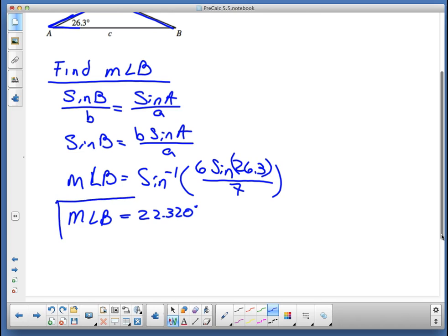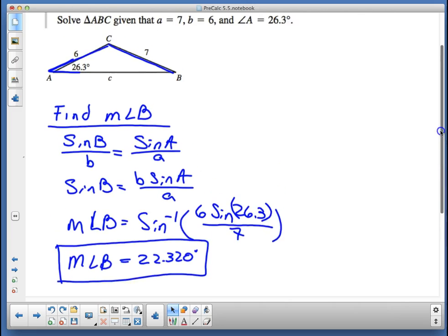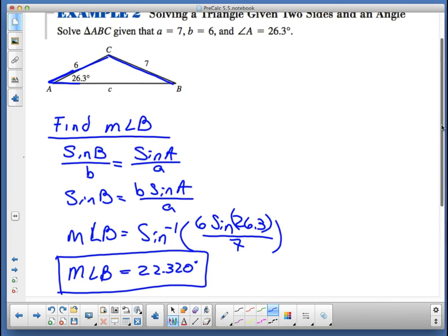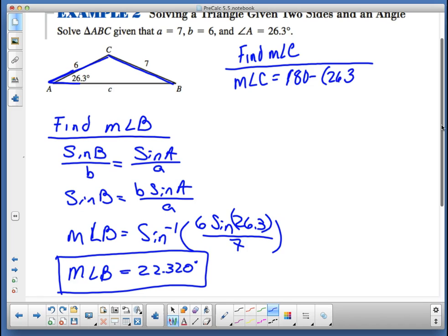Now, after I find my measure of angle B, I'm going to go for C. C will be easier. Because remember, finding the measure of angle C is going to be the difference of the other two angles from 180. So I'm going to take my 26.3 I was provided and reluctantly add in 22.320, the value I just found, to find that my measure of angle C is 131.380. Okay?